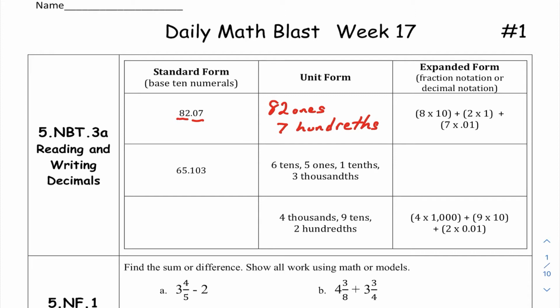So that's an example of a unit form that I can create. I could have also created 8 tens, 2 ones, 7 hundredths. Basically, it's how much of each place value would it take to create the same value.